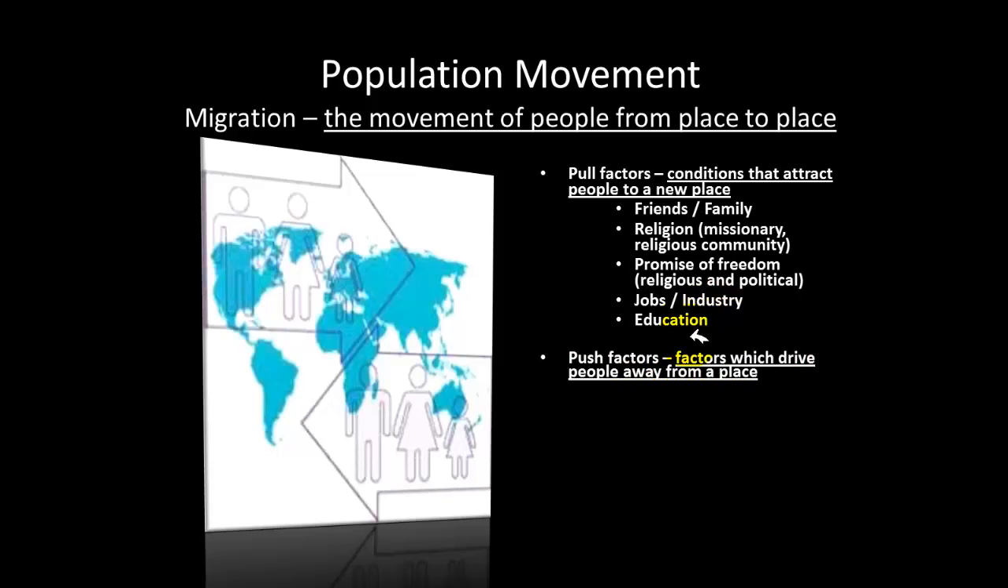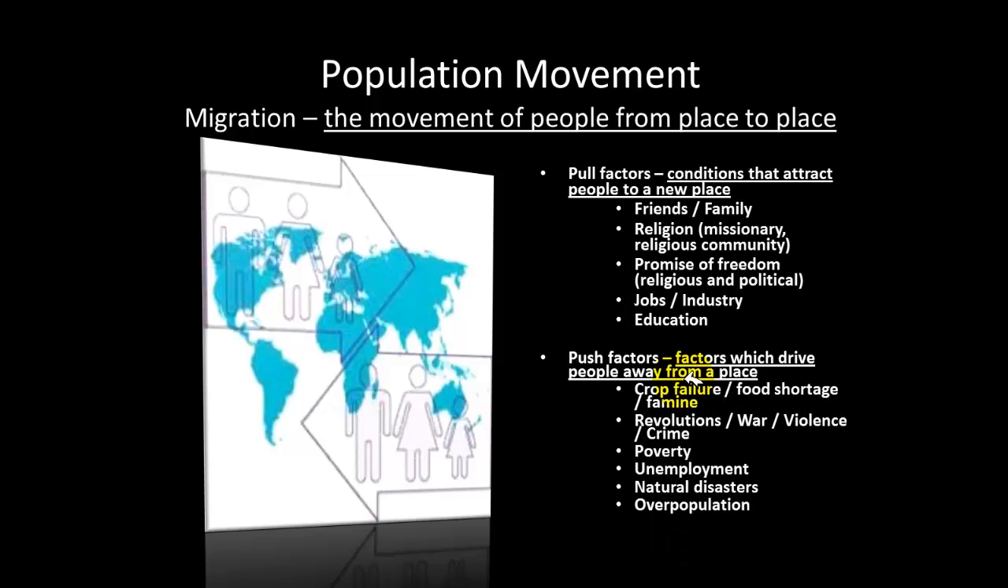Push factors are things that drive people away, that drive people from one place to another. They are the opposite of pull factors. Some examples of push factors that drive people from an area are things like crop failures, food shortages, wars, poverty, crime, unemployment, natural disasters, and something that we'll spend a little bit of time today discussing, overpopulation.